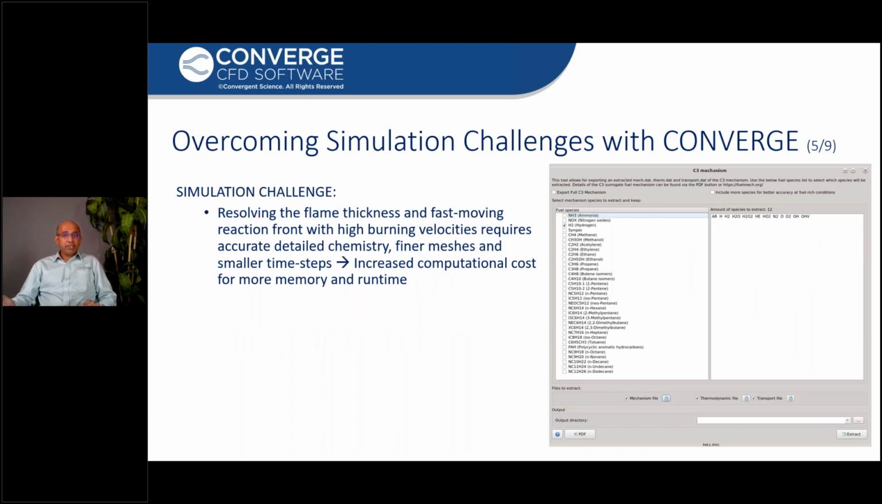It's a well-known fact that hydrogen has high flame speeds compared to conventional hydrocarbon fuels. Predicting different combustion-related phenomena like ignition, flame propagation, extinction, and lean blowout using hydrogen requires accurate detailed chemistry modeling and accurate detailed chemistry mechanisms, and using finer computational meshes and smaller time steps. All of this results in increased computational cost.